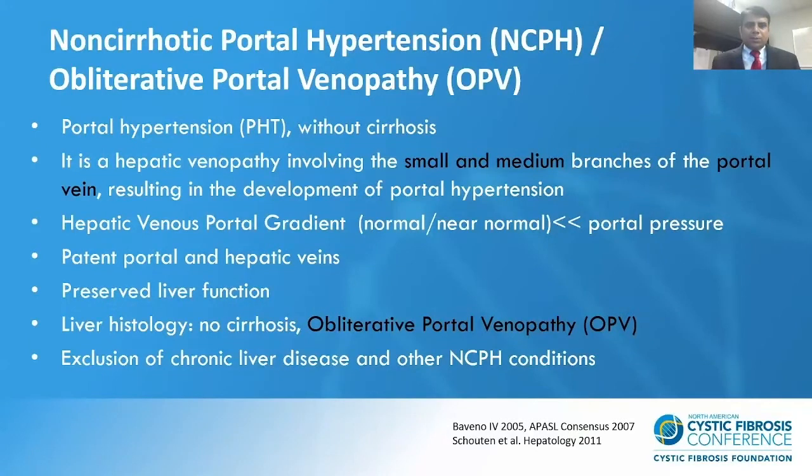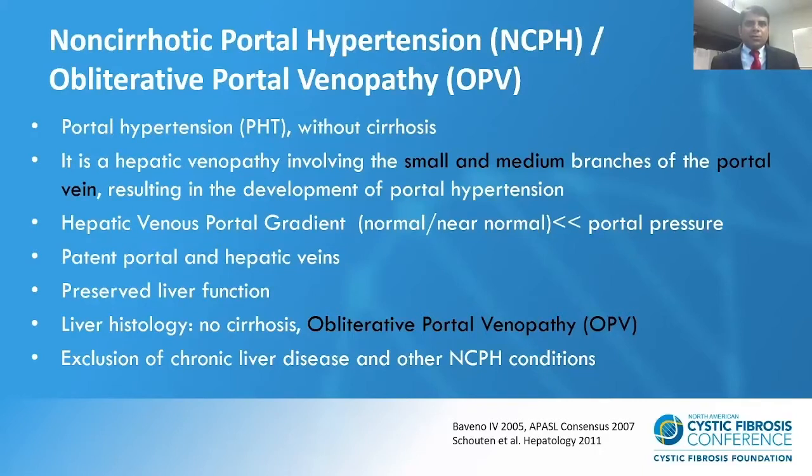Non-cirrhotic portal hypertension, or obliterative portal venopathy, in simplest definition, is portal hypertension without cirrhosis. It is a hepatic venopathy involving the small and medium branches of the portal vein, resulting in development of portal hypertension. Importantly here, portal pressure is higher and hepatic venous pressure gradient is normal or slightly elevated. Patent portal and hepatic veins are noted on imaging. Preserved liver function.